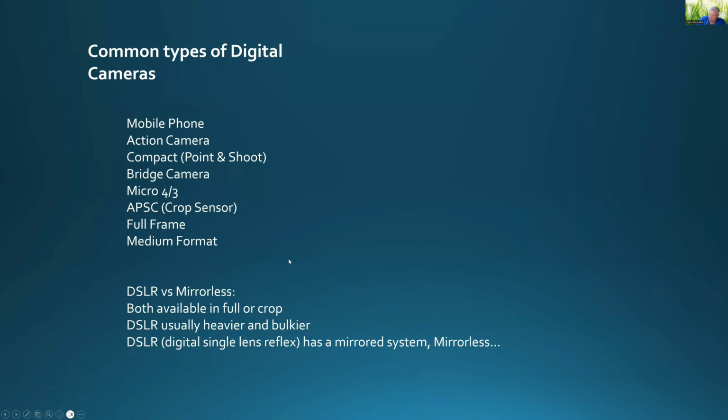Then the two most common ones are the DSLR, which is the digital single lens reflex, versus the mirrorless, which just has no mirrors. You've got the lens, but no mirrors. Both are available in full frame or crop sensor. The DSLRs are older, usually heavier, and like I said, they have a mirrored system, and the mirrorless ones, for obvious reasons, don't.